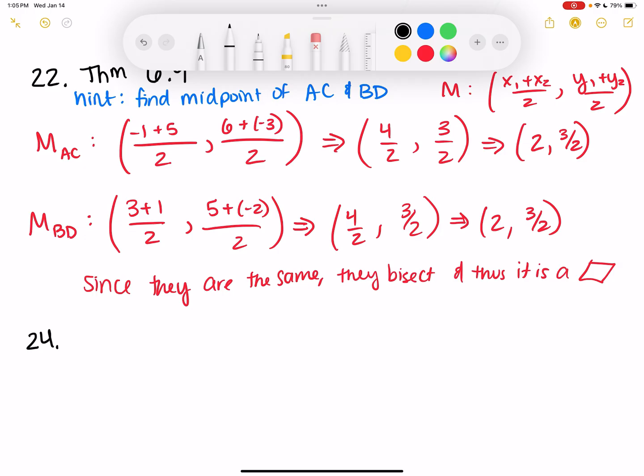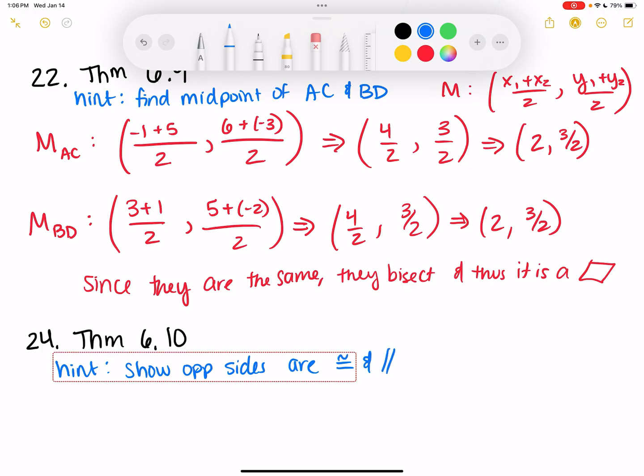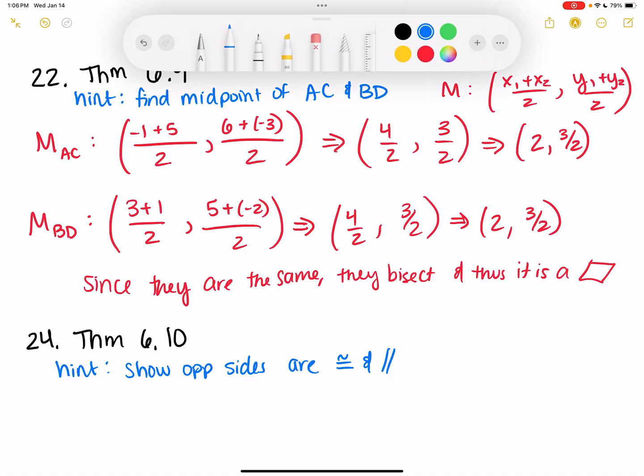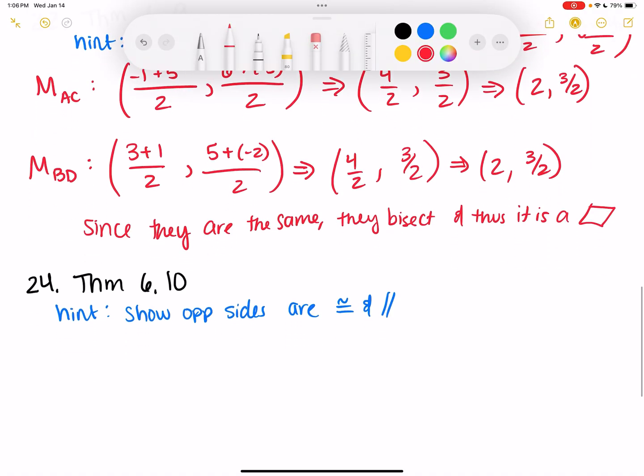24. So this same points, but we're using theorem 6.10. Okay, so my little hint for this one, or what we're gonna do, is we need to show the opposite sides are both congruent and parallel. Alright, so to show that my opposite sides are, I'm going to do parallel first. I need to prove that they have the same slope.